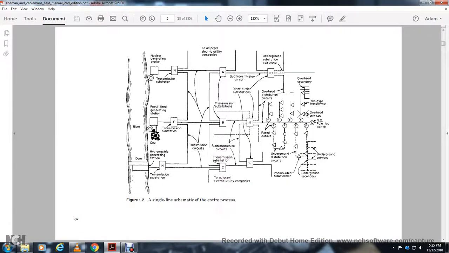Alright, figure 1-2, single line schematic of the entire process. It shows the nuclear generation system, transmission system, substation, and the fossil fuel generation system, transmission fuse line. Hydraulic generation, transmission substation, transmission circuits to the adjacent utility companies. A transmission subsystem, B transmission subsystem substation, C distribution substations 10, 11, and 12. Overhead distribution circuits, fused cutout, underground distribution circuits, pole type transformers, overhead service, overhead secondary, overhead services, a number of pole type switches, and underground services, underground secondary, pad mounted transformer. So technically, you can't change your electric company by the substations.